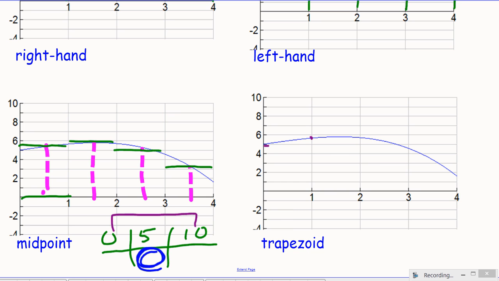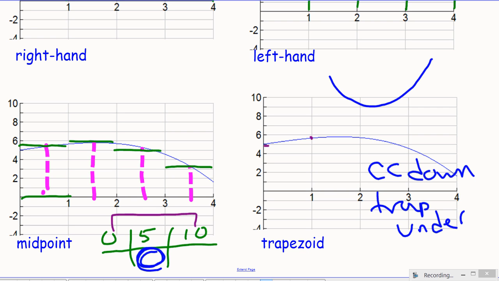So a trapezoid is going to be a very tight estimate to the curve because those little secant lines kind of hug the curve. And where you have a shape that is concave down, like over here, then your trapezoids will be an underestimate. And if you had a shape that was concave up, like this, then your trapezoids would have an overestimate.